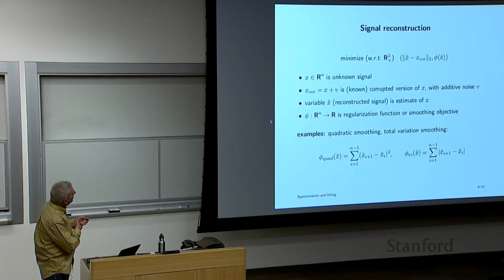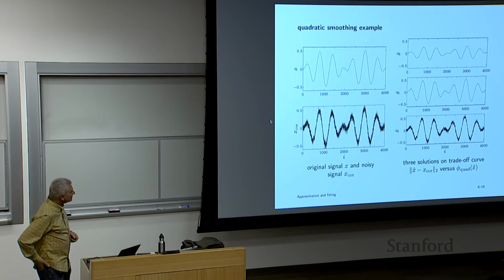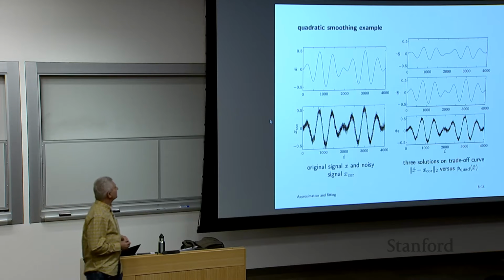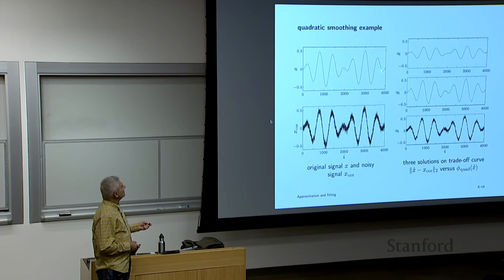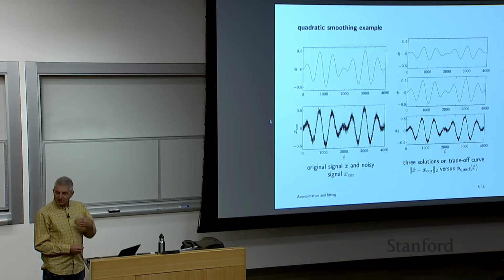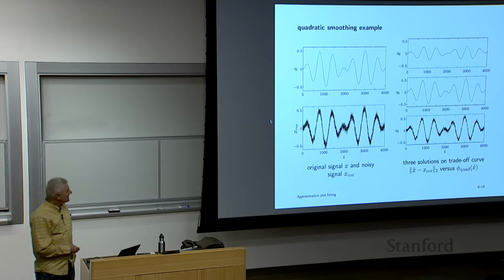Now let's take a look at how this works. Here's a classic example of signal reconstruction. Here's an original signal, and you can see it's smooth. Now we add some noise to it, and it looks like that, right? And now we simply do quadratic smoothing, which, by the way, turns out to be linear, and it turns out to be exactly classical smoothing, the stuff you would learn in EE.